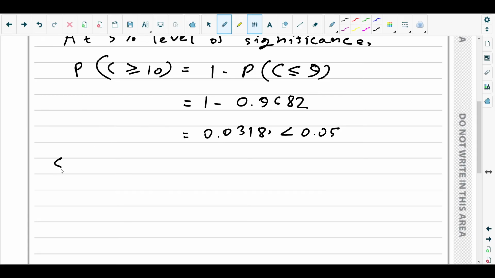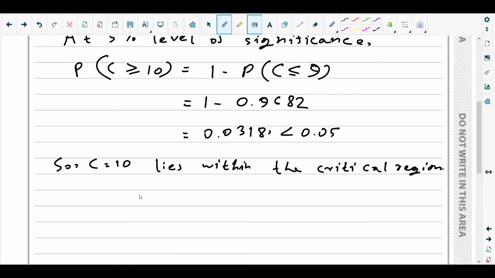So C equals 10 lies within the critical region. So what can we say? Hence the test is significant, right? If the outcome lies within the critical region, then the test is significant.